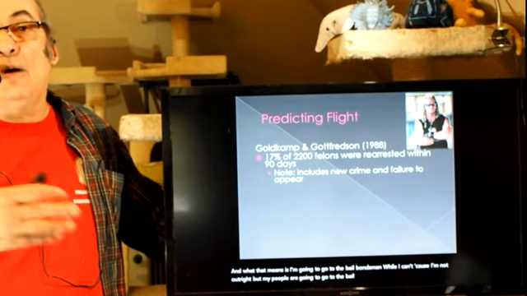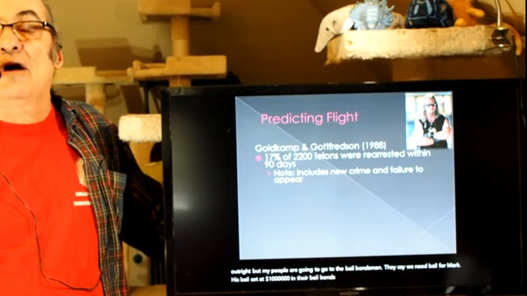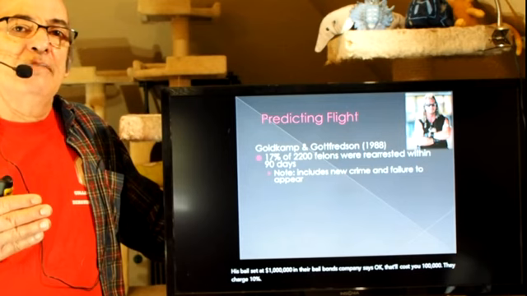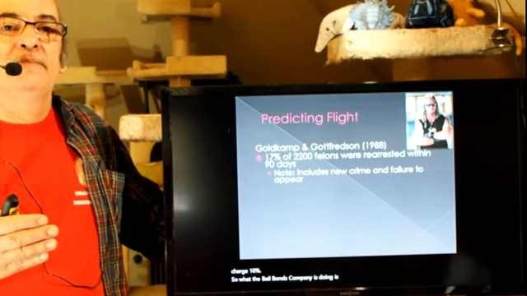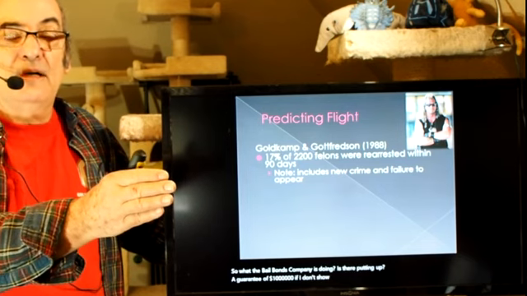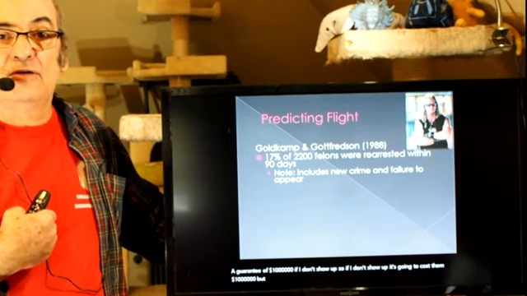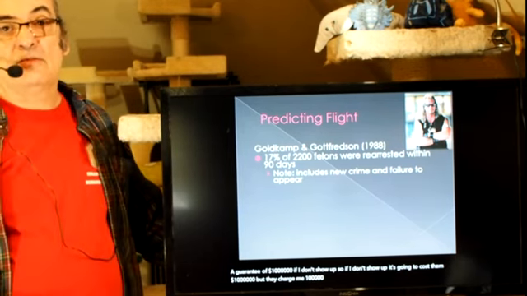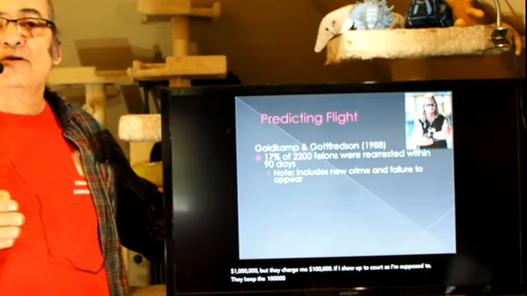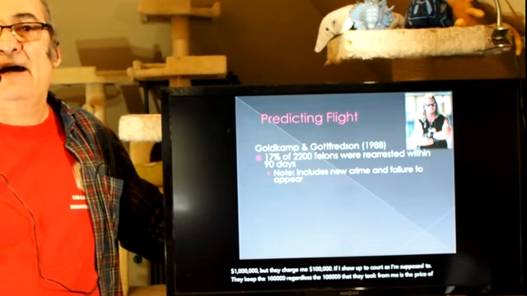They say, we need bail for Mark. His bail's set at $1 million. And the bail bonds company says, okay, that'll cost you $100,000. They charge 10%. So what the bail bonds company is doing is putting up a guarantee of $1 million if I don't show up. If I don't show up, it's going to cost them $1 million. But they charge me $100,000. If I show up to court as I'm supposed to, they keep the $100,000 regardless. The $100,000 that they took from me is the price of them posting bail on my behalf.